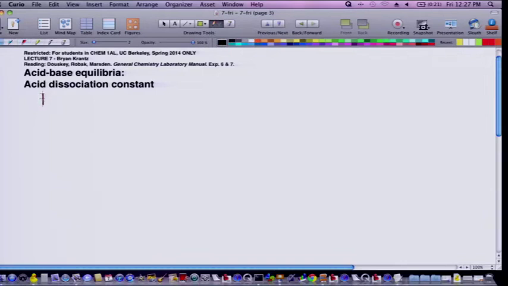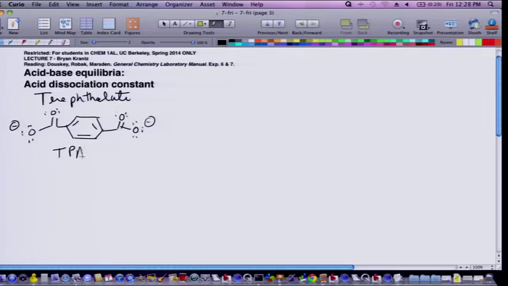Might not be your friend, but terephthalate. We've done this one before. Okay, so that's terephthalate, it's a 2- charge. We're going to abbreviate that terephthalate TPA 2-. Okay, that's going to be our abbreviation.